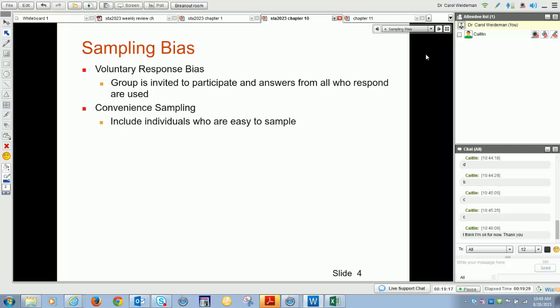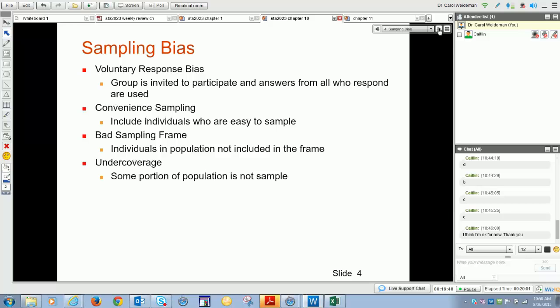Convenience sampling we just talked about. That's a bias. Bad sampling frame. The sampling frame, I didn't put that up on the earlier slide, but the sampling frame is the thing from which we draw the sample. And this might be where we just get the wrong list of people. Bad sampling frames can occur a lot of times in polling, like when we do polling for elections, and we draw the sample from the list of registered voters, but those voters may not be the people who actually vote on election day. So we're not really sampling from the correct sampling frame or population.